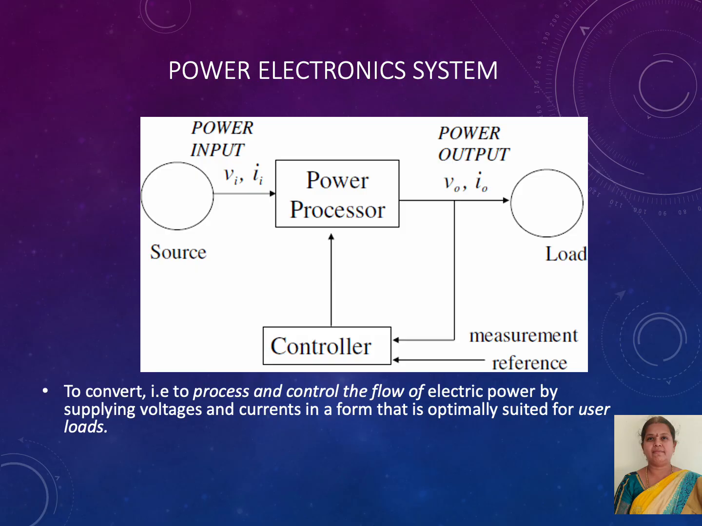The controller can be an analog controller or digital controller. It will get the feedback signal from the load, and based on the reference signal and the feedback signal, it will control the power processor. So the controller may be an analog circuit or it may be a microprocessor or microcontroller based system.